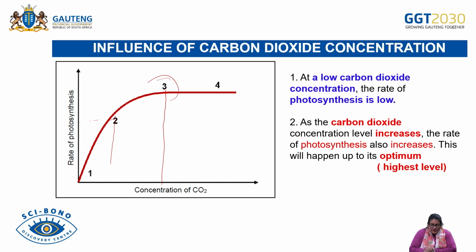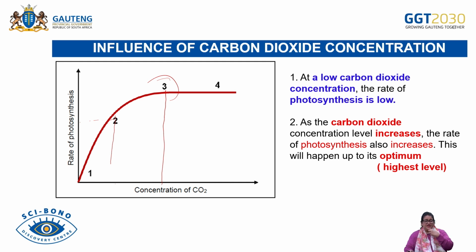And we call that point what? The optimum level of CO2 for which maximum photosynthesis can occur. So at a low carbon dioxide concentration like here, the rate of photosynthesis is low at 1. As the carbon dioxide level increases, you can see as it's increasing, the rate of photosynthesis also increases. Can you see how you must have a relationship between the factor and the rate of photosynthesis?